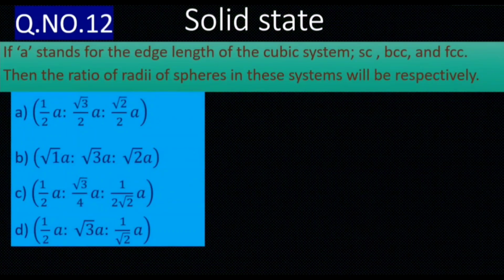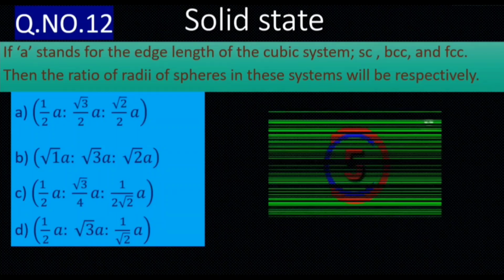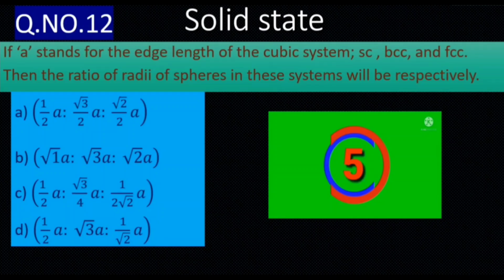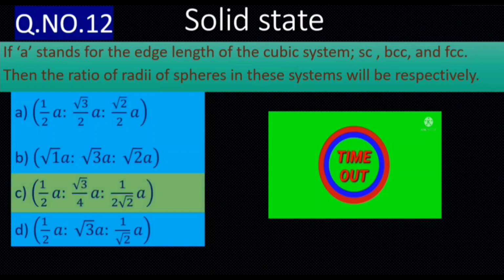Question number 12. If a stands for the edge length of the cubic system, SC, BCC and FCC, then the ratio of radii of spheres in these systems will be respectively. Answer, option C, 1 by 2a is to root 3 by 4a is to 1 by 2 root 2a.